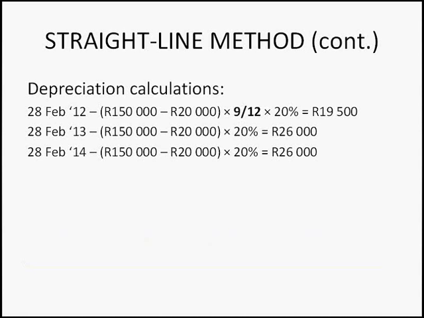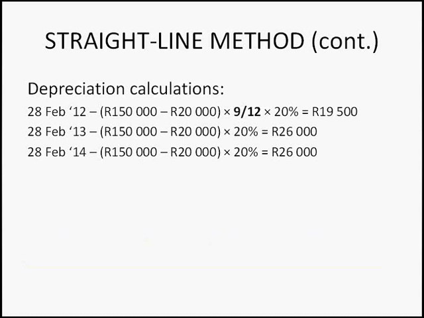Well, firstly, again, I start with cost minus residual, so 150,000 minus 20,000, and that I can now multiply with the 20% that I write off depreciation per annum. Because it's been a full year, I can write off the full 20%, and 20% times 130,000 is 26,000 rand. The next year, 28th February 2014, is also a full year, and exactly the same calculation will be done. So the depreciation that I write off for the year ending 28th February 2014 is another 26,000.